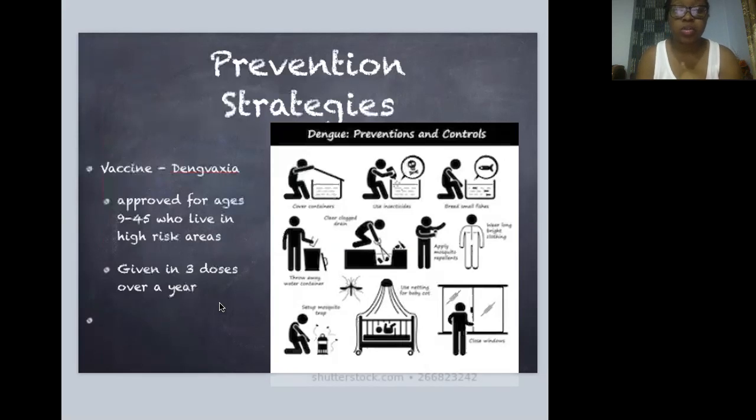Mosquito repellents are also a good strategy. Even light colors, because mosquitoes are drawn to dark black colors. Also, there's nets that you can cover your beds with or your children's cribs, and close your windows, or even purchase nets. There are nets that you can put in your windows to keep the mosquitoes out.